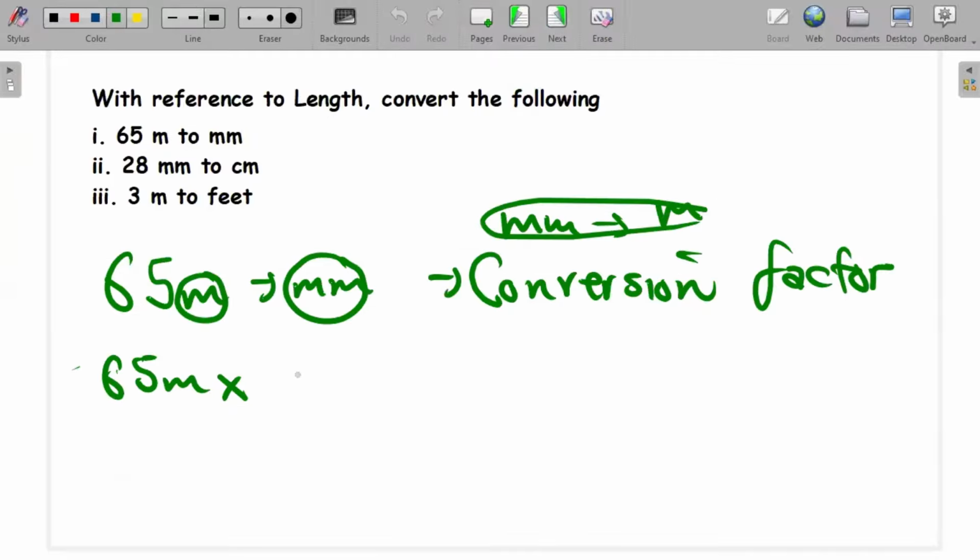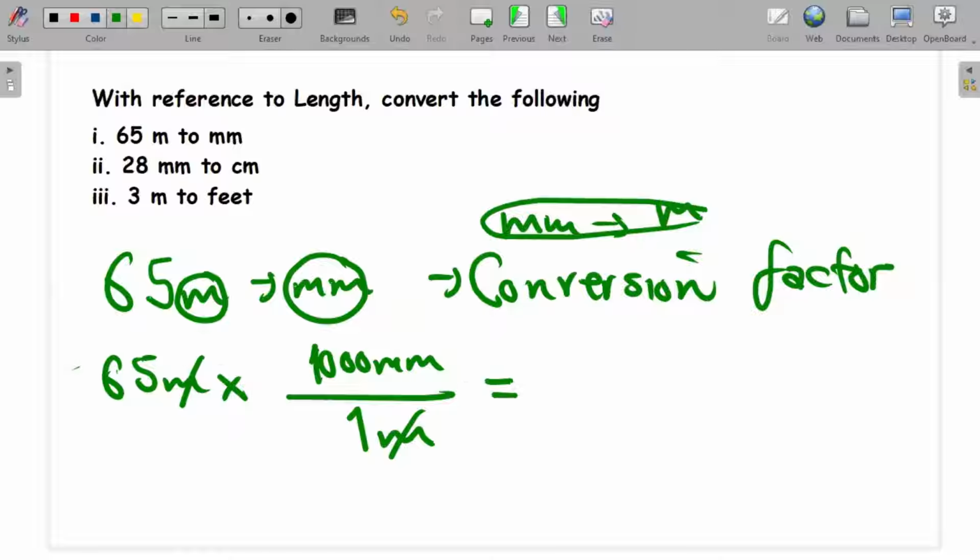So we're going to say 1,000 millimeters over 1 meter. You are supposed to make sure the unit that you're trying to get rid of, for example this meter that you have here, if it's a numerator, then in the conversion factor it should be a denominator. Why? It's the only way you're going to cancel it out. The m and the m divide and cancel out, and you remain with 65 multiplied by the 1,000 millimeters. The meter that we're trying to get rid of has already been cancelled out.